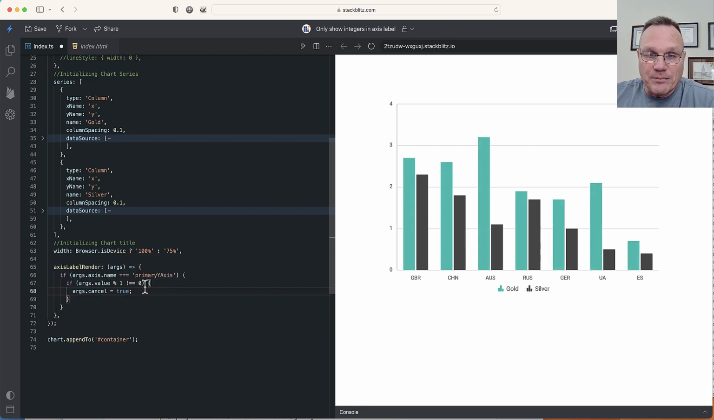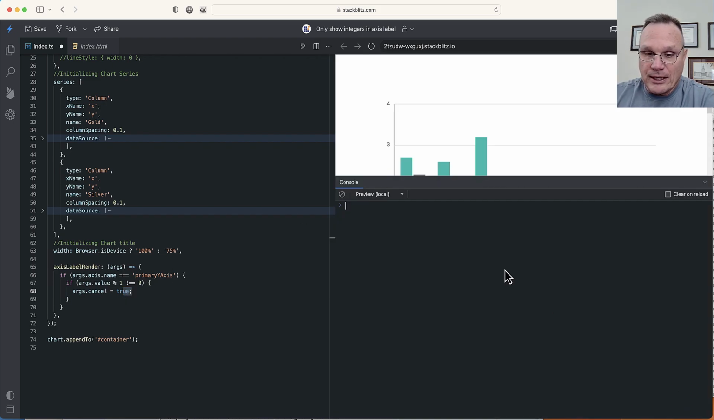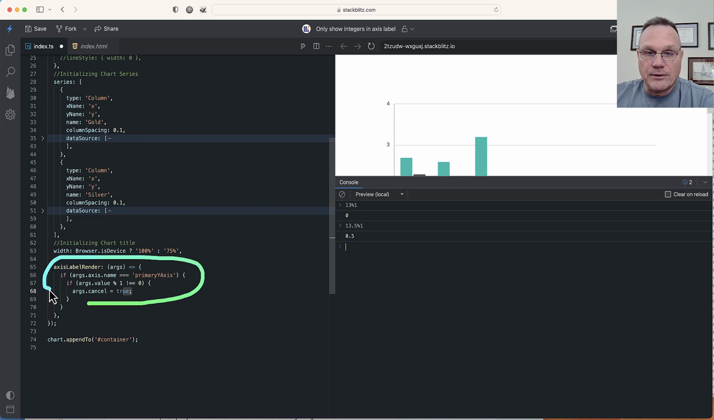We're going through our axis. If it's a primary y-axis, because you can have multiple axes on our chart, and if the value divided by 1 does not equal 0, then we're going to cancel it. So all those decimals are canceled. And just to prove that point, if we do 13 divided by 1, we get 0. If we do 13.5 divided by 1, we get a decimal. So that's the logic that we're doing here in this event.